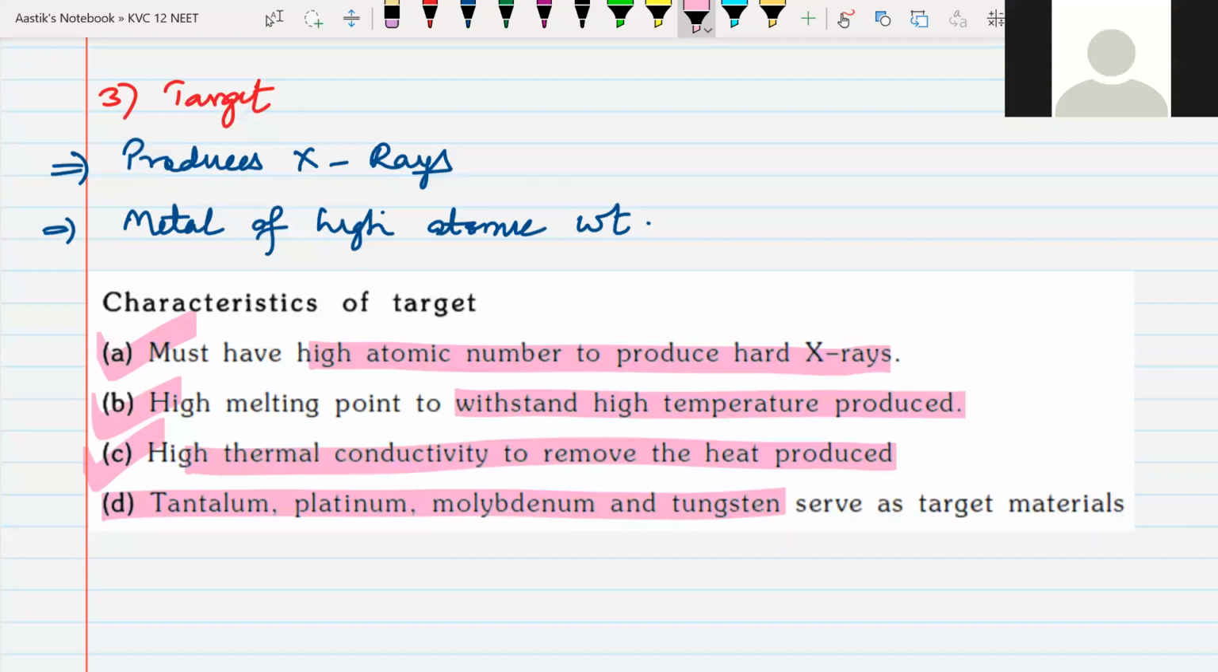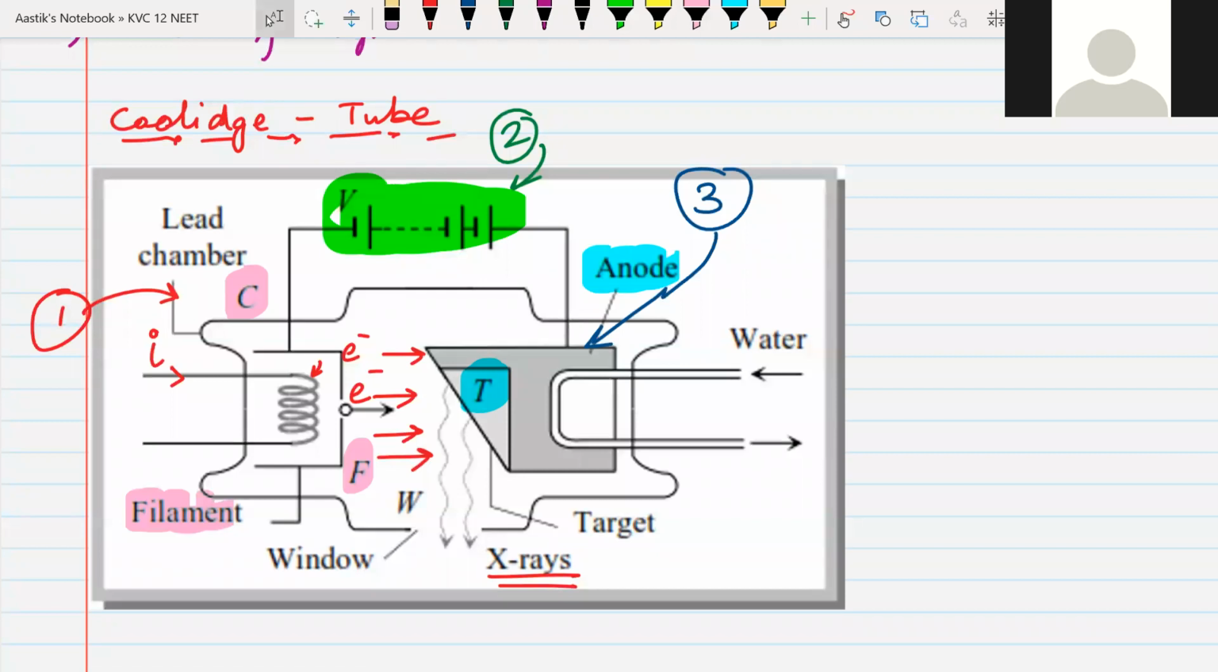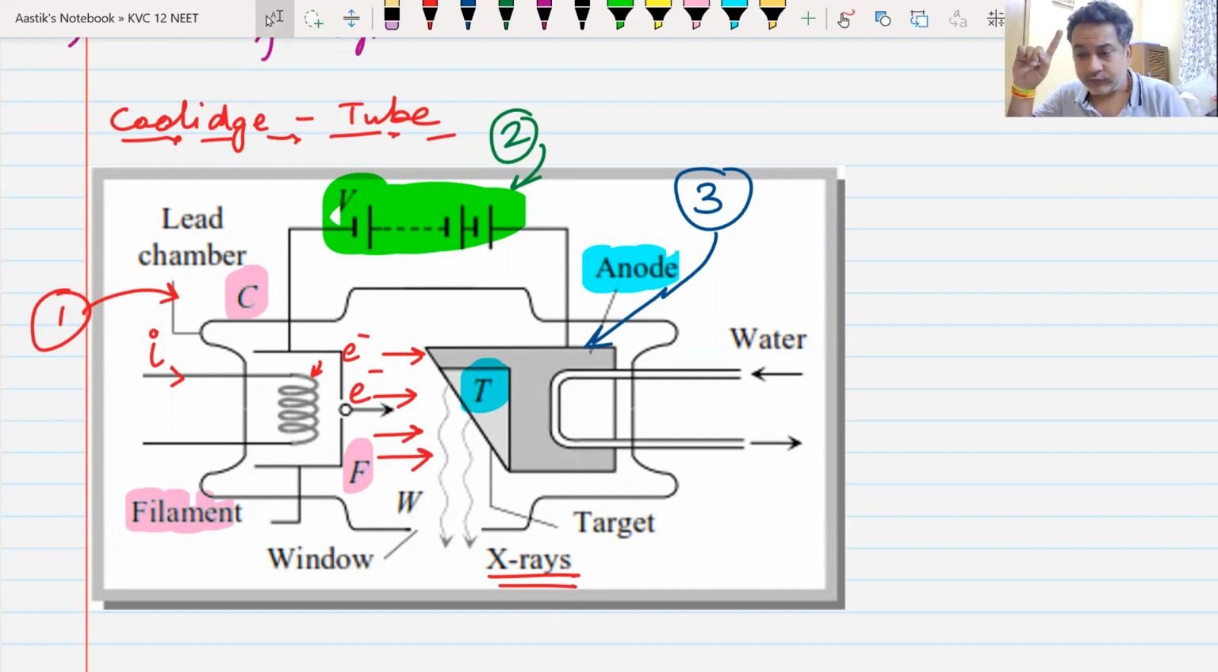Now, in the diagram, you see, bacha, there are two things that we did not discuss. We have discussed point number 1, the filament and the current in the filament. Yes or no? We have discussed point number 2, the potential difference. We have discussed point number 3, the target, a metal of high atomic mass. The fourth point, if you can see here, is this lead chamber.